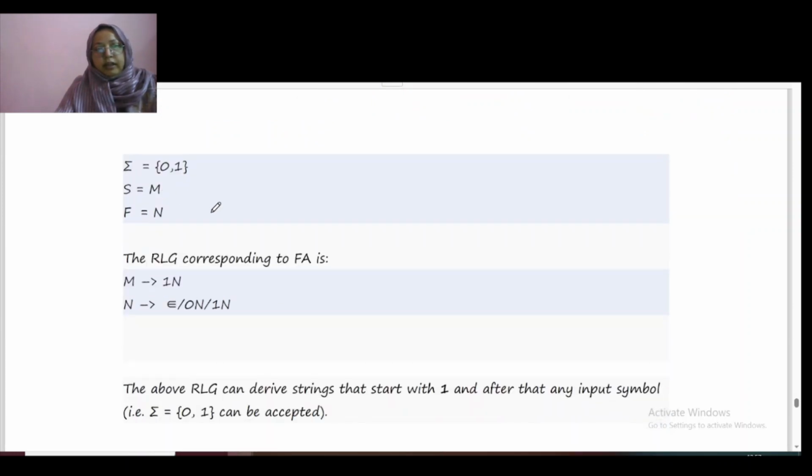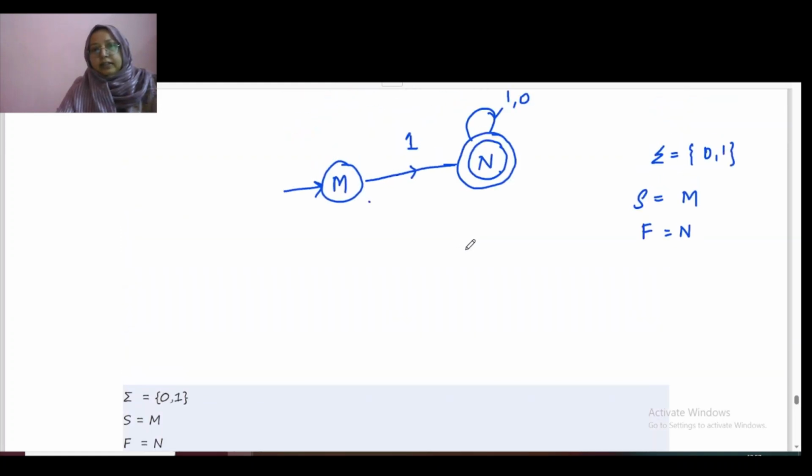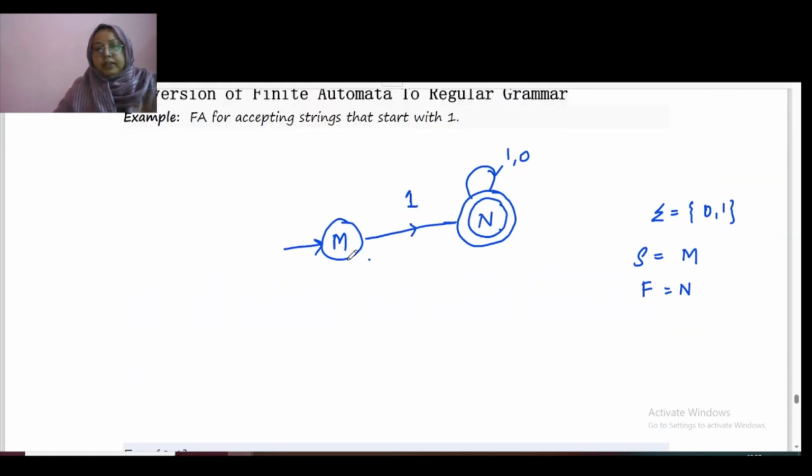Now, how do we find the regular grammar corresponding to the finite automata? Since the starting state is m, we start from m, and on 1 it goes to n. From m, on taking the symbol 1, it goes to state n, which is also a final state, so we can write m derives 1 also, only 1. That means it is reaching the final state.